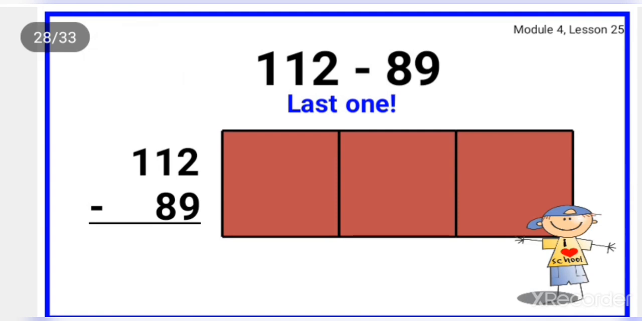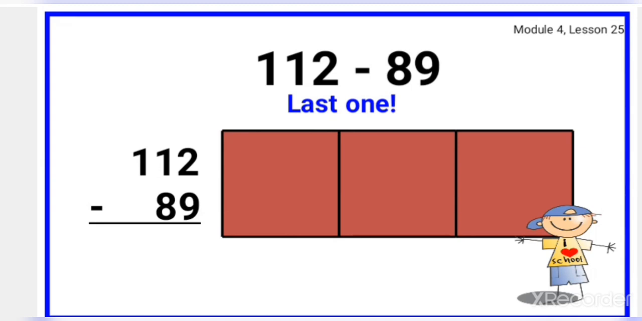And the last one, 112 minus 89. Okay, what do we do? Where do we start from? Start from your ones. 2 ones, 9 ones. 9 ones is bigger, so 2 has to do what? Decompose a 10. That brings me to 12 ones minus 9 ones, and that is 3.